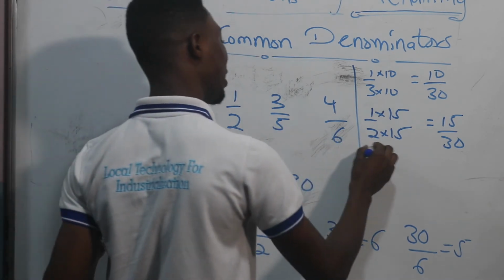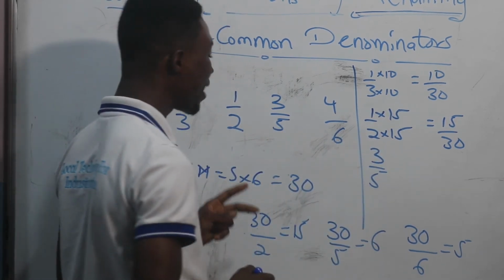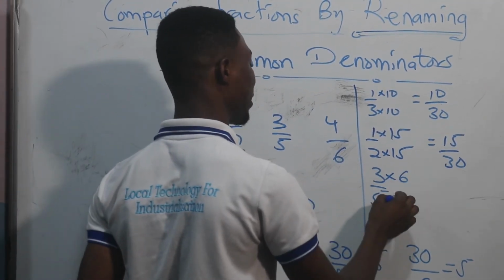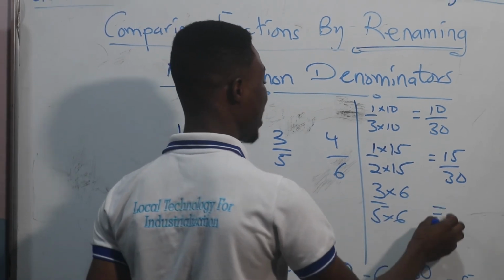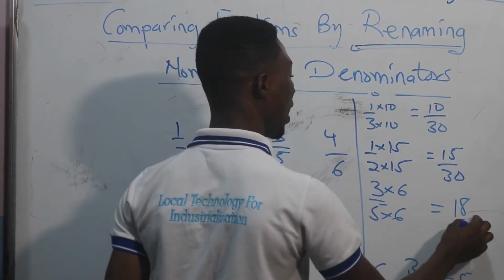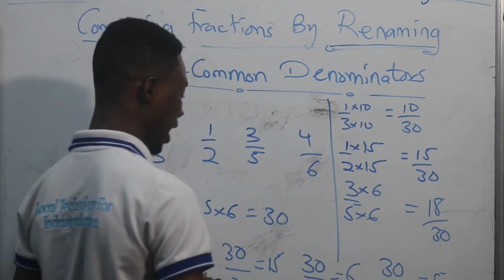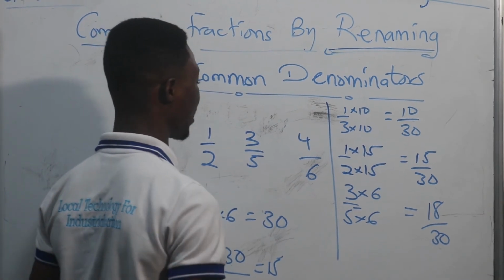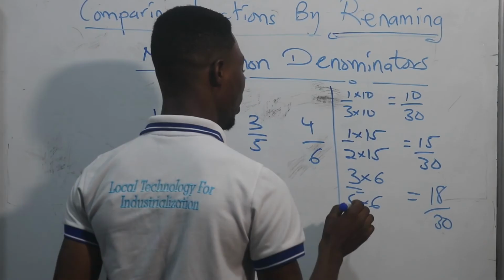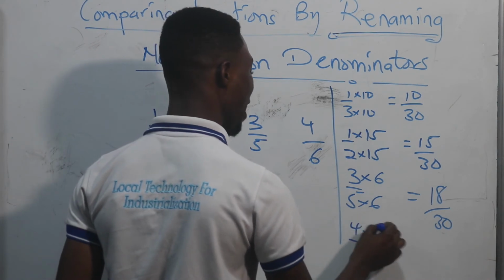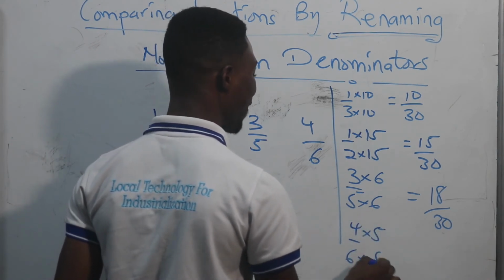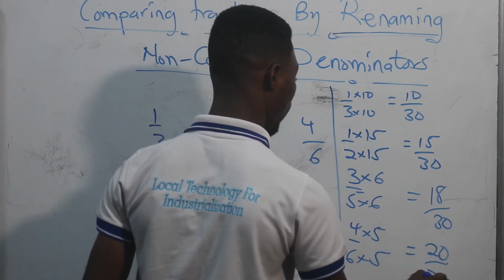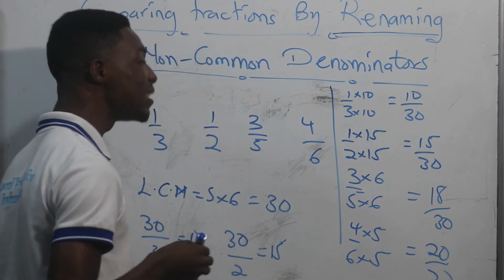The next fraction is 3 over 5. We know that the factor for 3 over 5 is 6. So we multiply the numerator by 6 and the denominator by 6. That is going to give us 18 out of 30. Then finally, let's take 4 over 6. The factor is 5. So we multiply 4 by 5 and 6 by 5. That gives us 20 out of 30. So we have renamed our fractions.